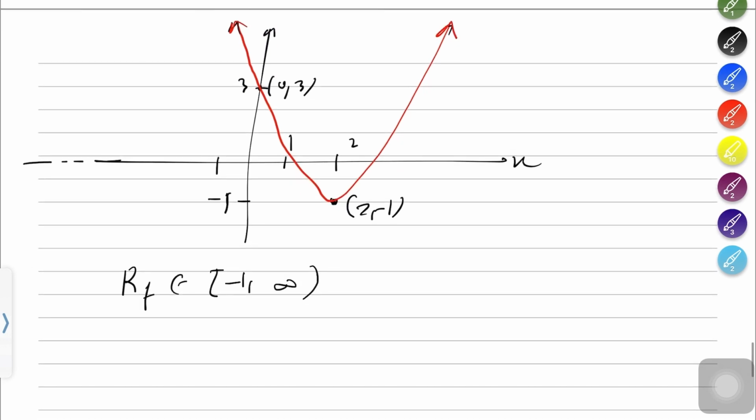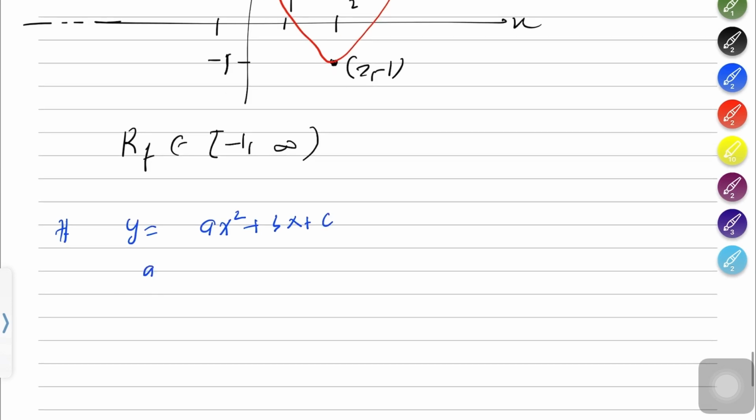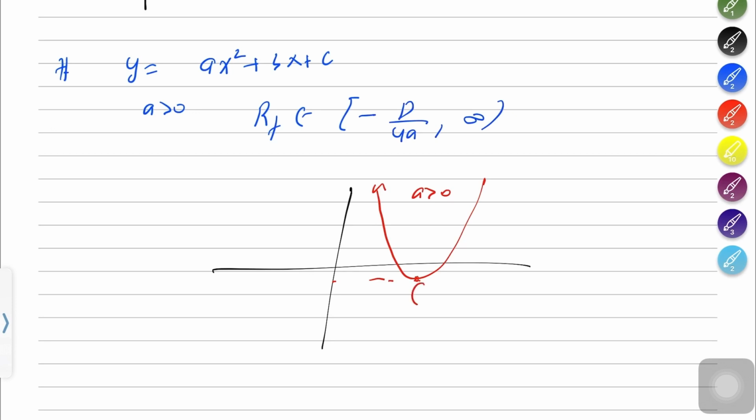So now you understand that for any function y is equal to ax square plus bx plus c, if a is positive, the range of the function will be minus d upon 4a to infinity. Minus d upon 4a to infinity. In the same way, if I draw a graph like this, obviously a is positive. In this case, the vertex is minus b upon 2a, minus d upon 4a. So the minimum value of y is minus d by 4a and the maximum is infinity.